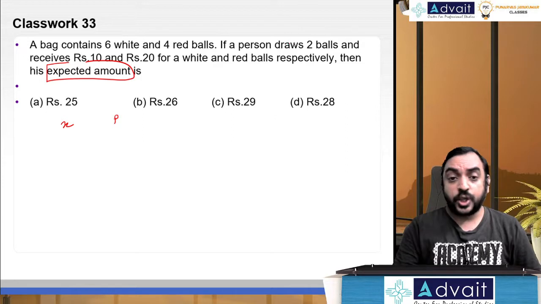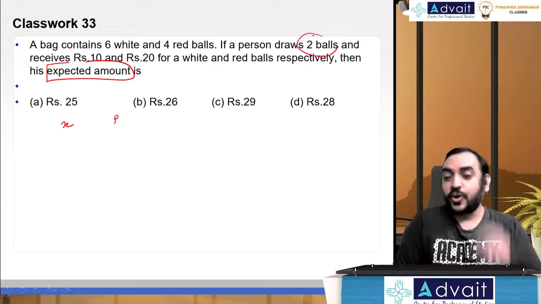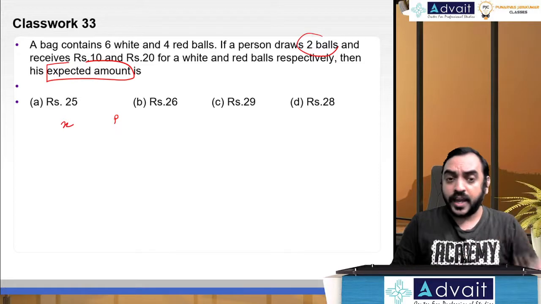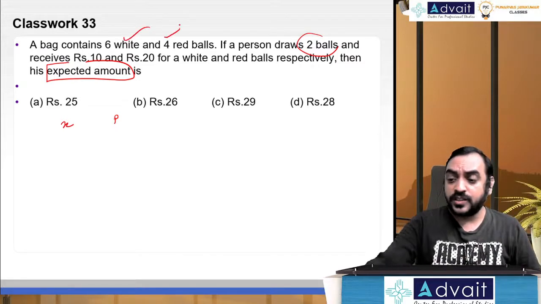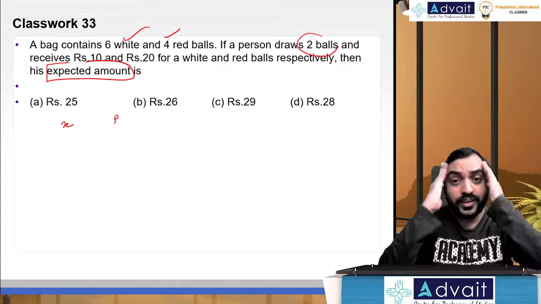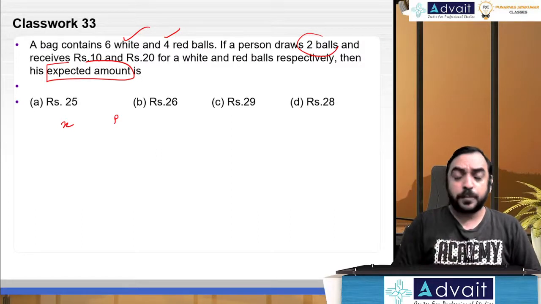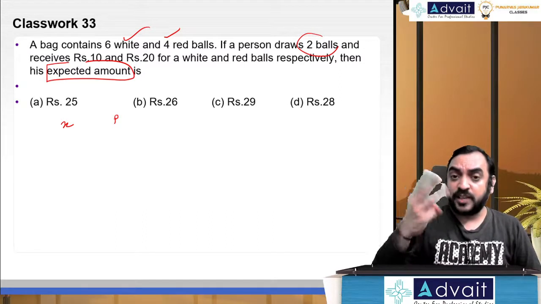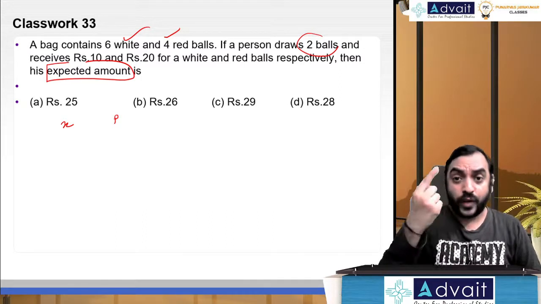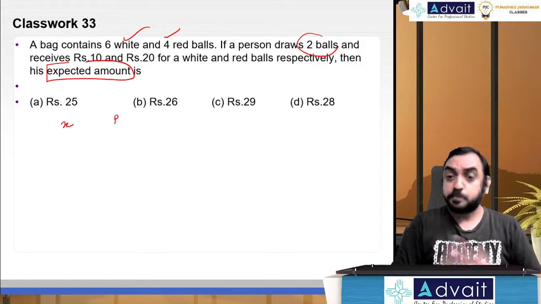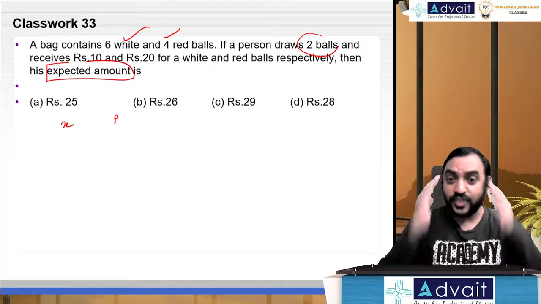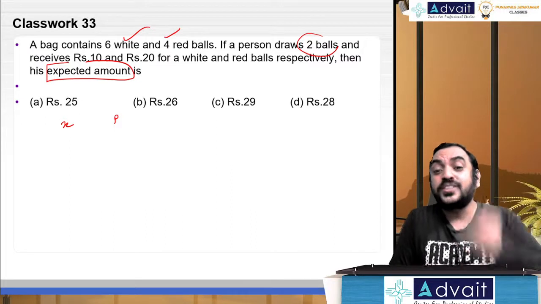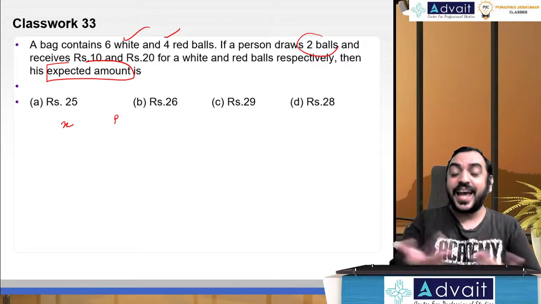Now, a person draws 2 balls. Can you think, when you draw 2 balls, and there are white and red balls, what are the possibilities you can think of? For example, if you toss a coin 3 times, all 3 can be head, 2 can be head, 1 can be head, 0 can be head.